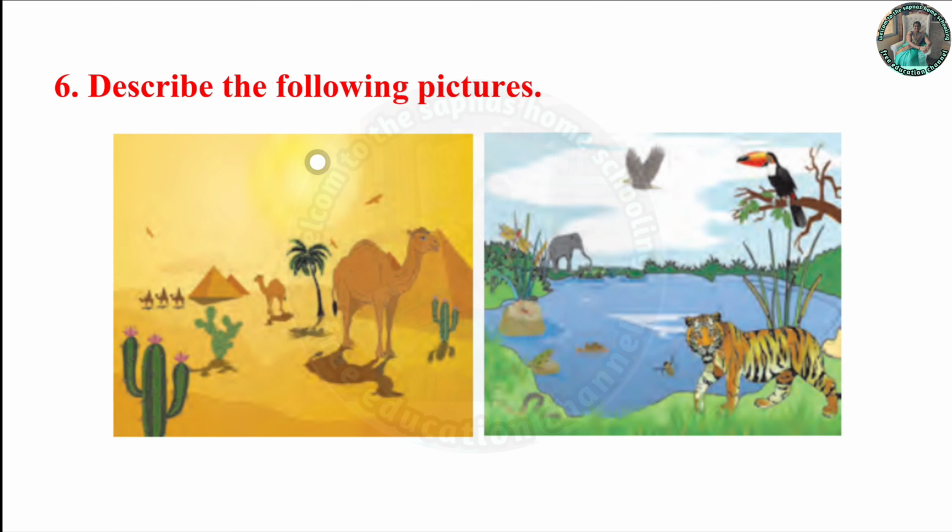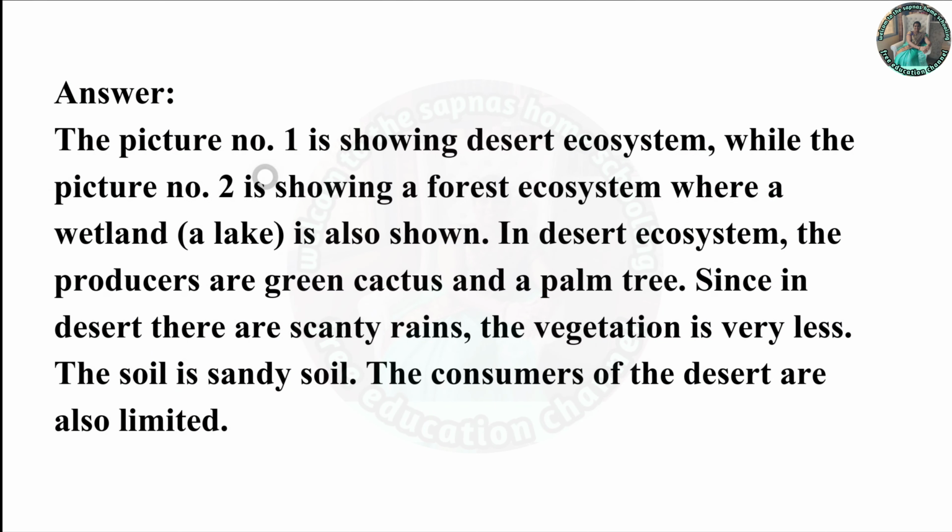Describe the following picture. So here it's a desert. There are animals like camel. There are cactus plants. And here animals are like tiger, elephant, birds, different species of birds, water, and greenery is everywhere. The picture number 1 is showing the desert ecosystem, while the picture number 2 is showing a forest ecosystem, where a wetland, a lake is also shown.